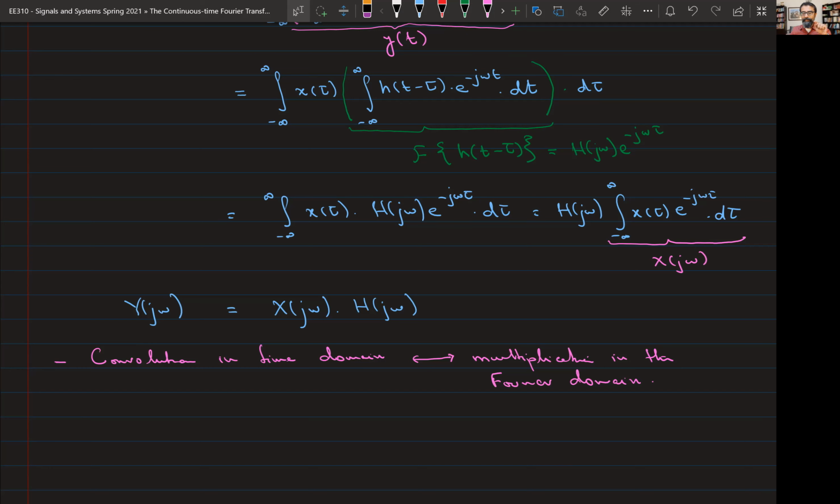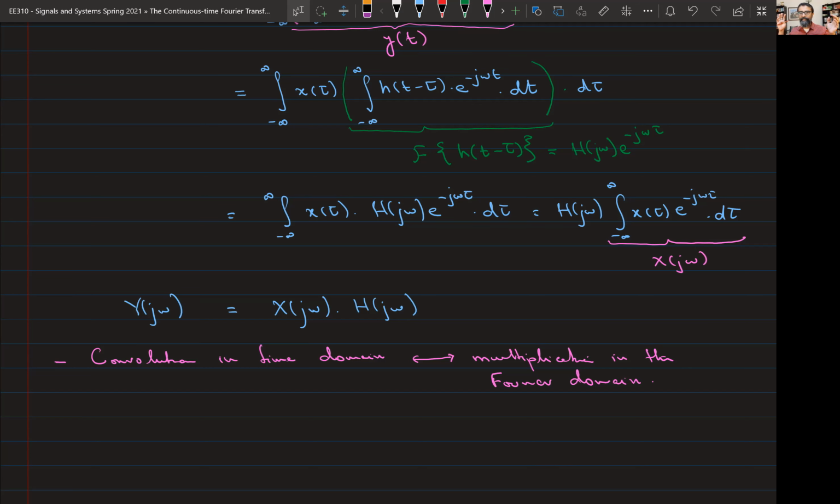And indeed, this should make sense, because if you go in the Fourier domain, convolution is the same as multiplication, right? And we know that multiplication is commutative, right? Therefore, x of j omega multiplied by h of j omega must indeed be the same as h of j omega times x of j omega. So everything clicks together. Okay? Does that make sense, right?